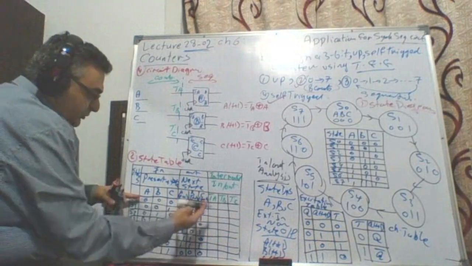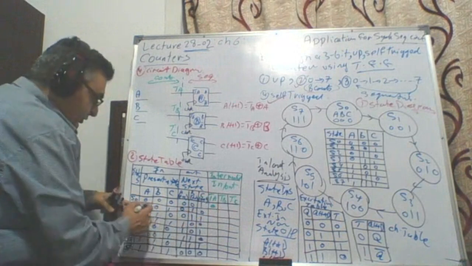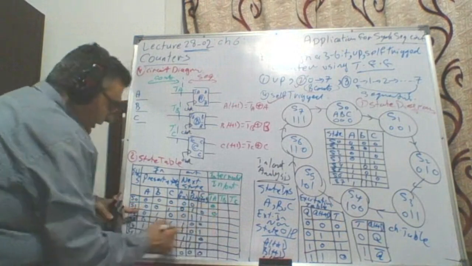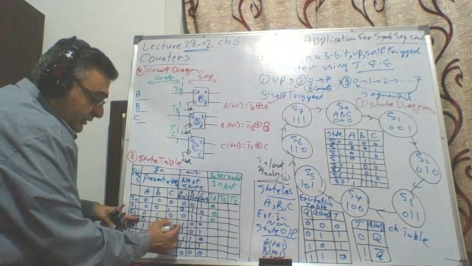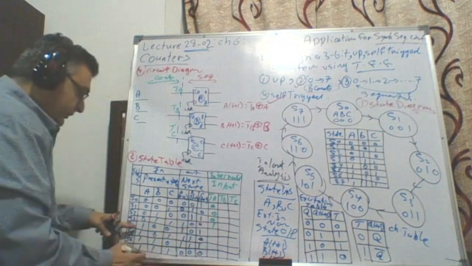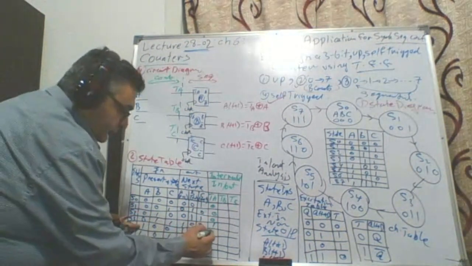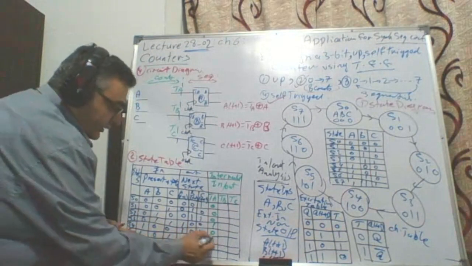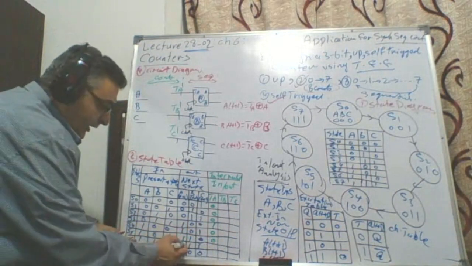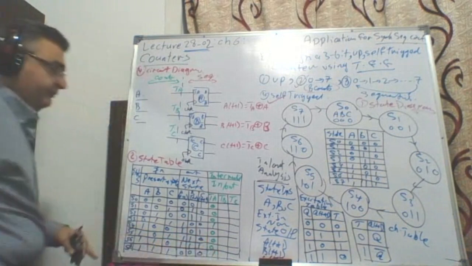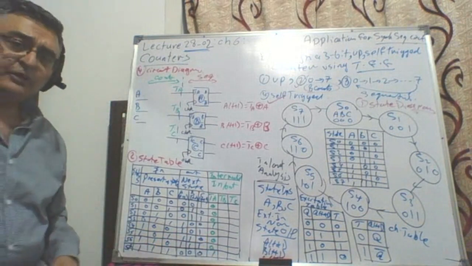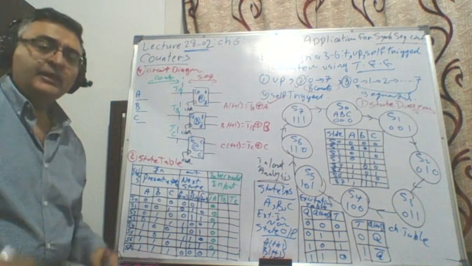0, 0, TA should be 0. 0, 0, 0. 0, 1 means I have to put 1. 1, 1, 0. 1, 0, 1. So I derive the first column for TA.